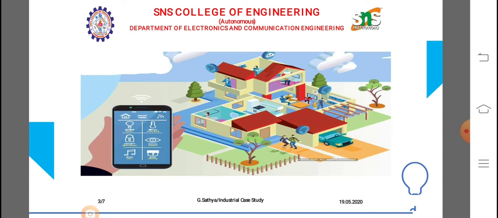Then what do you need for home automation? Smart lighting, smart thermostat, smart doorbells, smart outlets, and smart locks. Here the main thing is smart locks. Then only can we prevent our home from thieves. Nowadays we are using Alexa and Google. We know what Alexa is and what Google is.